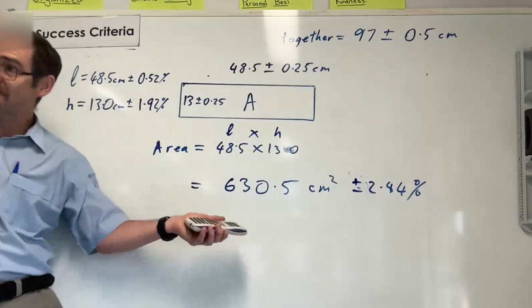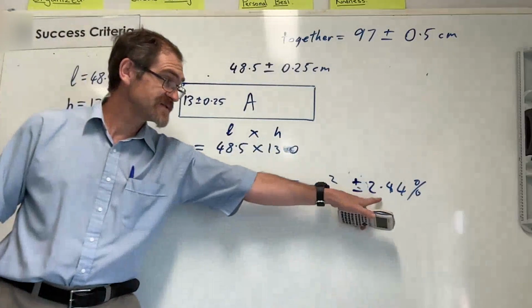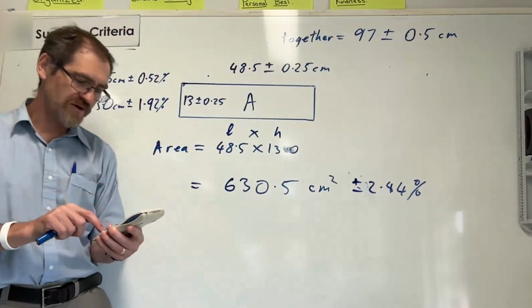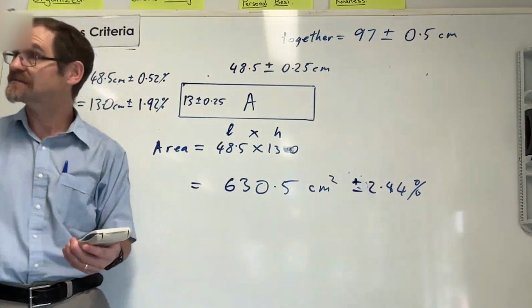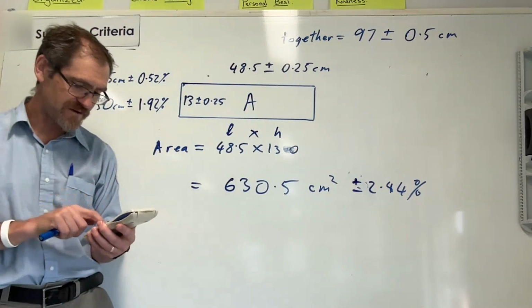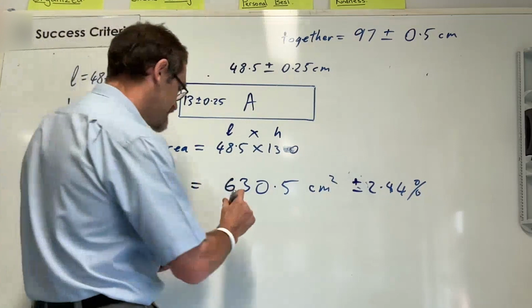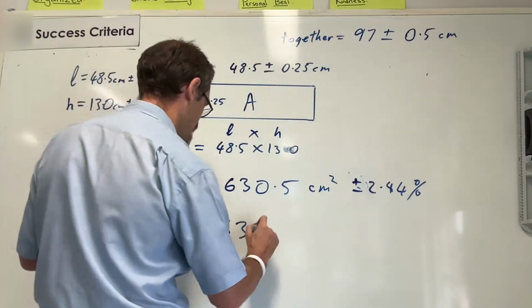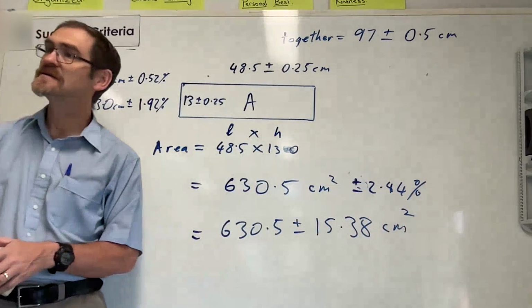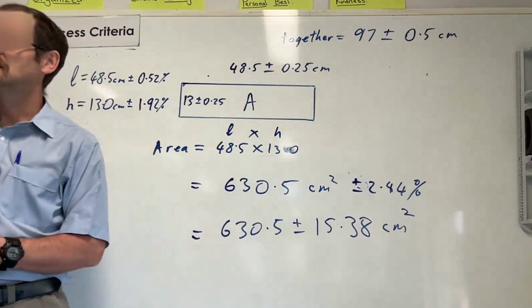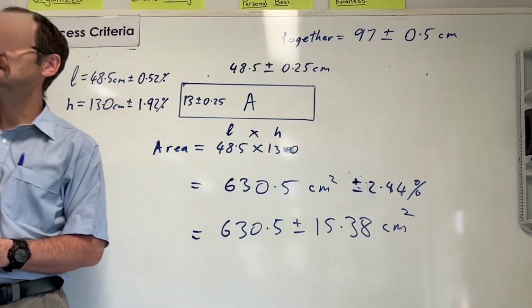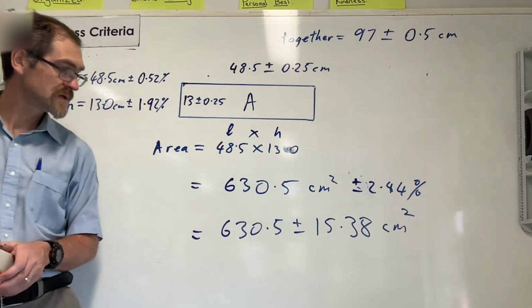We want to find the absolute uncertainty of this. We ask ourselves the question, what is 2.44% of that? So we go 2.44 divided by 100 to transform percent into a decimal, multiply that by 630.5. And we end up with... Okay, I screwed up with percentages. Transferring it is not 4%. But I got the process right. So all right, good. So there's the process.